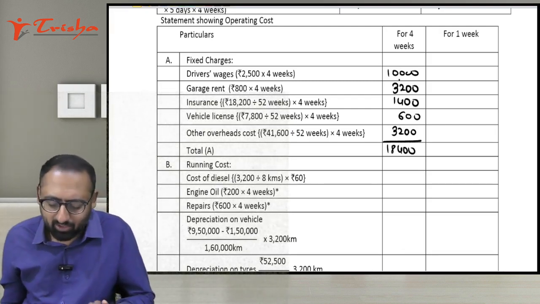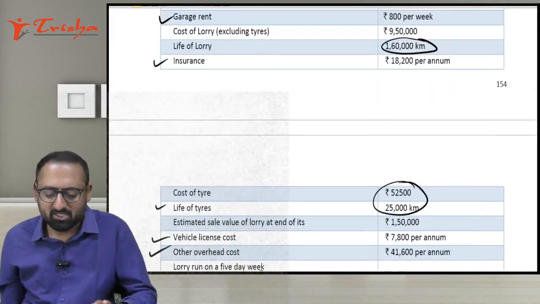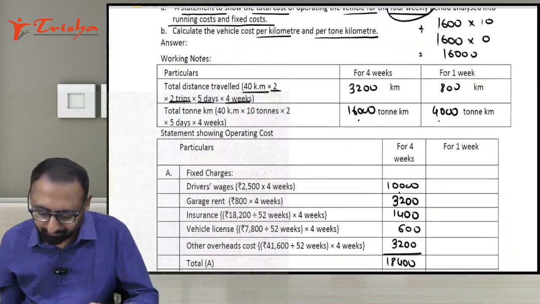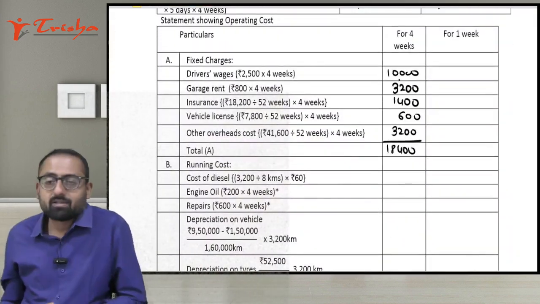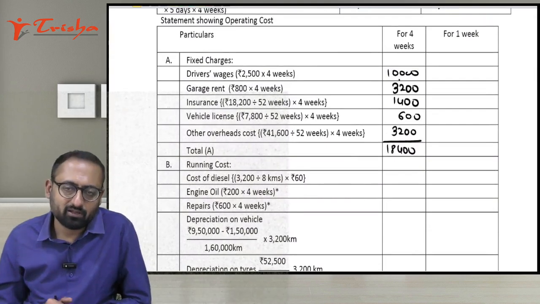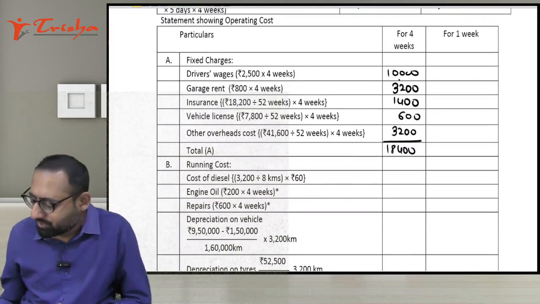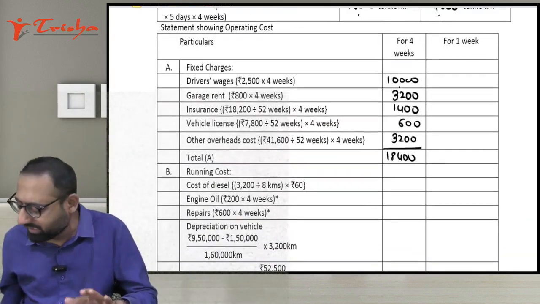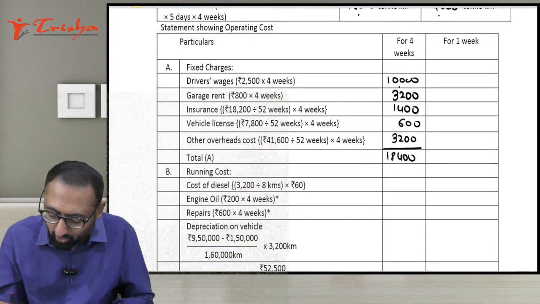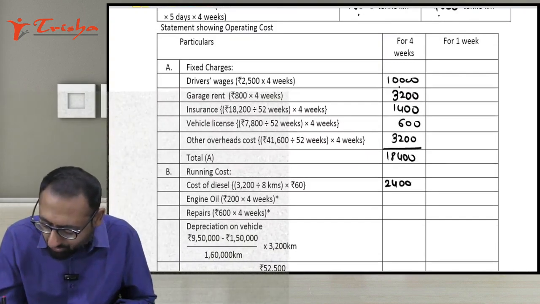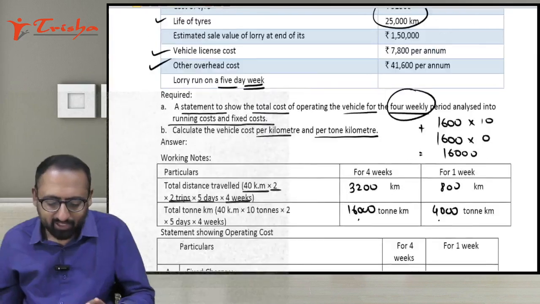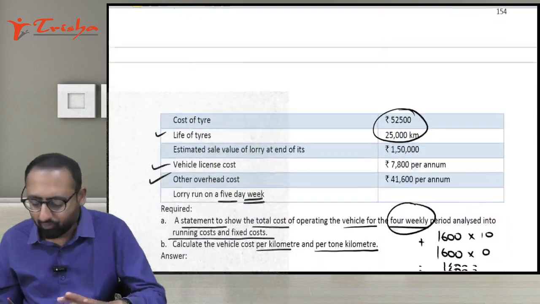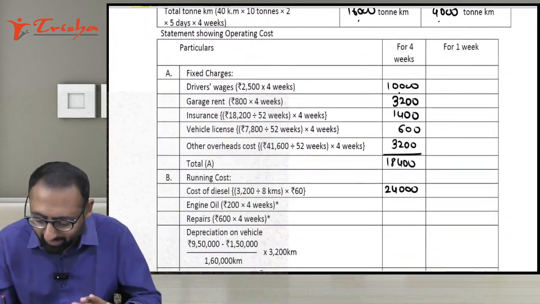Now let's work out, guys, variable expenses. In the variable expenses, first item of cost is your petrol cost. Petrol cost is 60 and in 1 liter it will go 8 kilometer. So 60 divided by 8 multiplied by 3,200 kilometer, you needed to travel. Your answer comes to 24,000. Next one, oil expenses is given, 200 per week. There are 4 weekly data, so it will be 800.